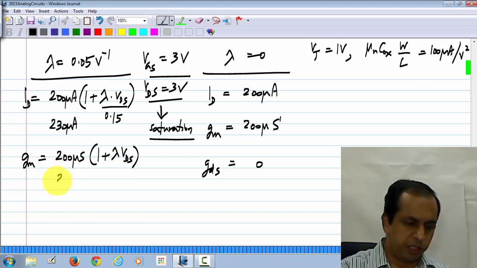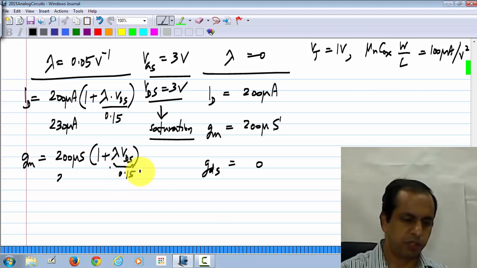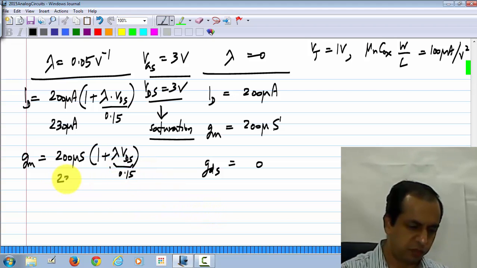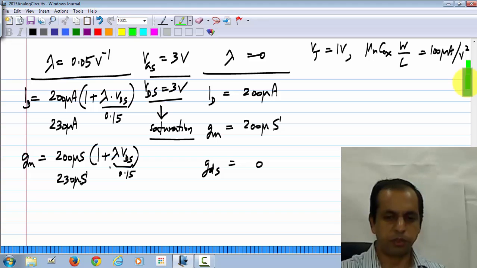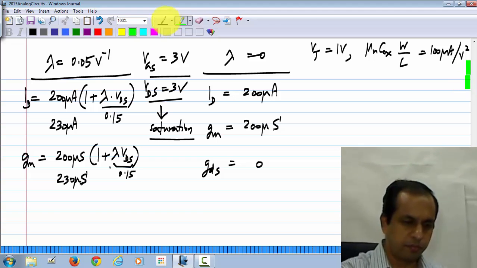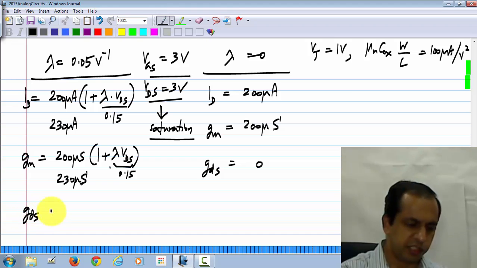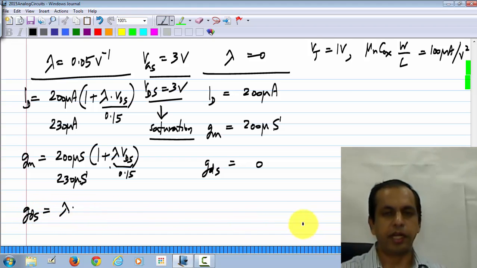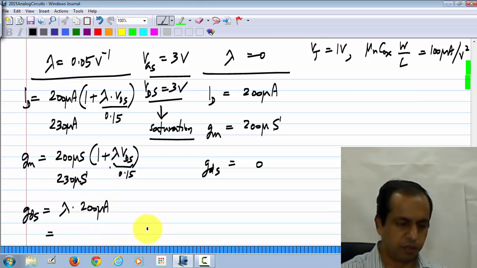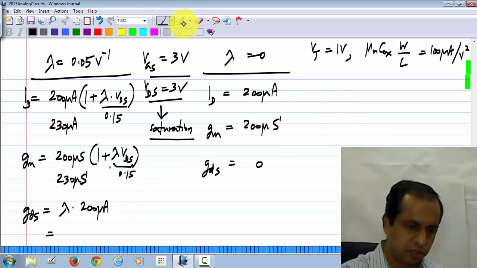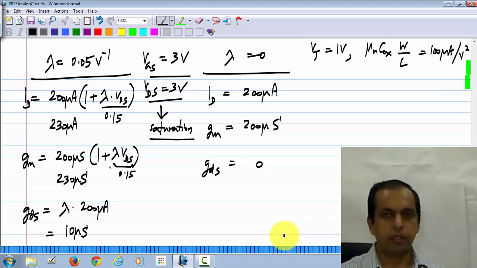Again, this will turn out to be 200 micro Siemens times this number, 0.15. So, this will be 230 micro Siemens. There is an increase in GM if you use the complete expression, but usually we ignore that. Okay. And finally, GDS itself would be lambda times ID that we originally calculated, which is 200 microamperes. Okay. So, lambda is 0.05. Now, 0.05 times 200 microamperes is 10 micro Siemens. Okay.